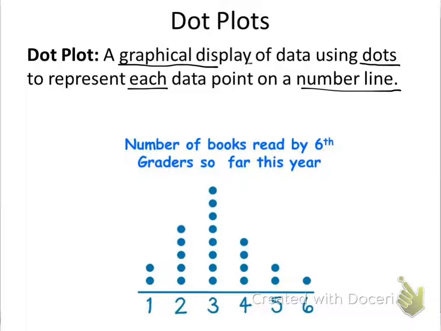Okay, let's look at this example here. This graph down here, this plot, is showing the number of books read by 6th graders so far this year. Each one of these dots represents a 6th grader and how many books they've read. So from here we can see that one 6th grader has read 6 books, and 1, 2, 3, 4, 5, 6, 7, 8 6th graders have read 3 books. That's the purpose of the dot plot, just display your data in a visual way.